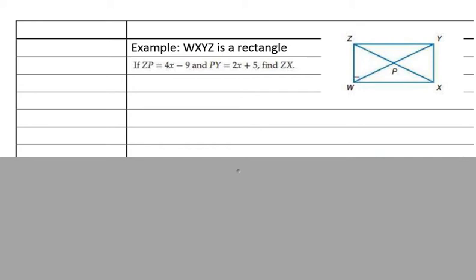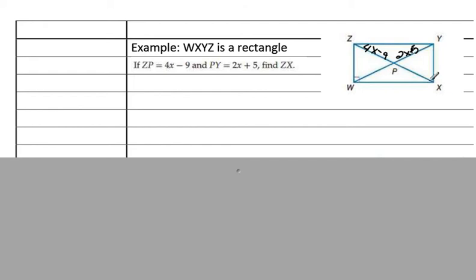Okay, our first example is a rectangle. We'll call this rectangle WXYZ. And the information they give us is that if ZP is 4x minus 9 and PY is 2x plus 5, find ZX.